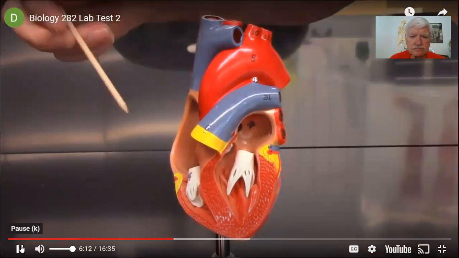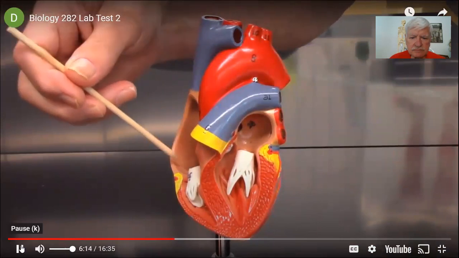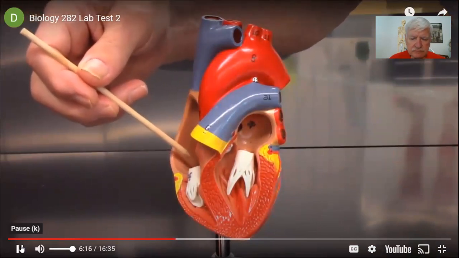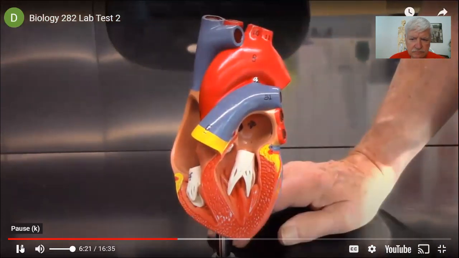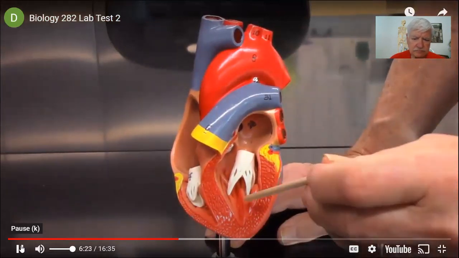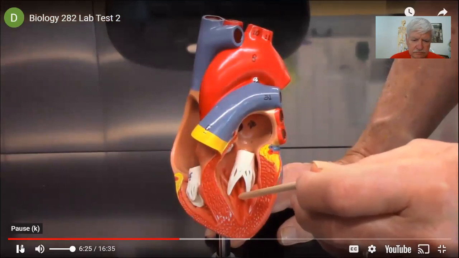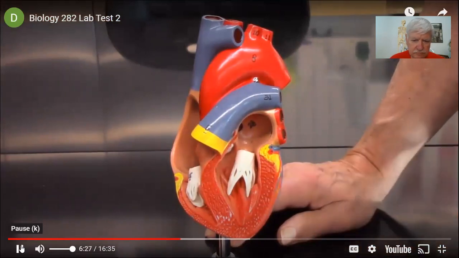Number 9 was, name this thin-walled chamber up here on this side of the heart. Number 10 is, name this thick-walled chamber at the apex of the heart.